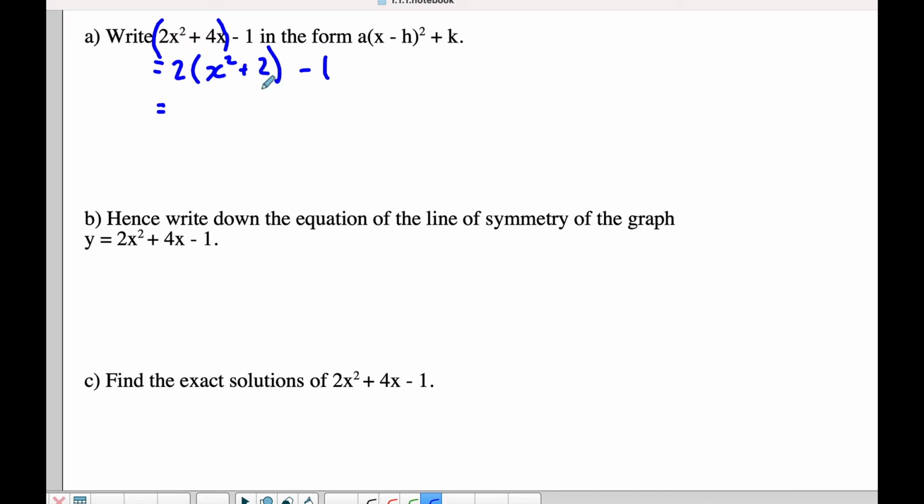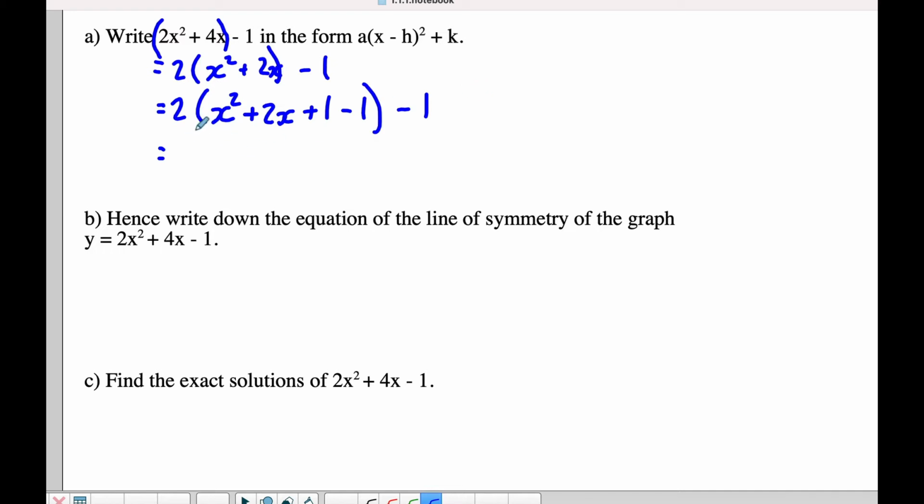And so 2 divided by 2 is 1. 1 squared is 1. So this is going to then be x squared plus 2x, and it's going to be plus 1 minus 1. And outside the bracket, we have minus 1. So now we have to pull the minus 1 out of the bracket.